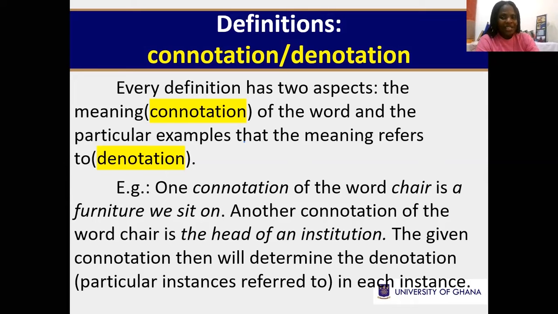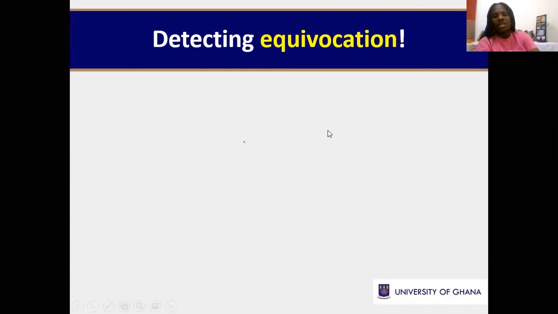If I define chair as that which we sit on, I have given you one of its connotations. If I define chair as the head of an institution, I just gave you one of the connotations of the word chair. You would notice immediately that as soon as the connotation changes, the denotation would also change. You can't list the EC chair, Madame, and others before her as examples of that which we sit on. No. So the connotation matters. The meaning you give to a word matters when you are identifying the particular things that the word refers to.